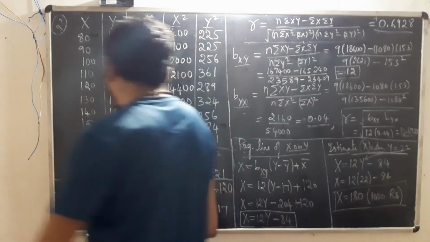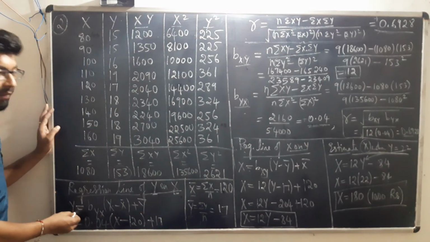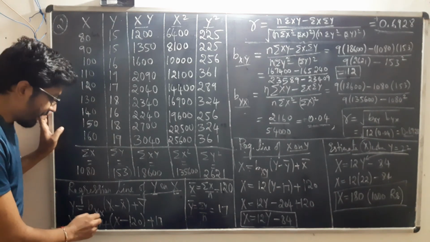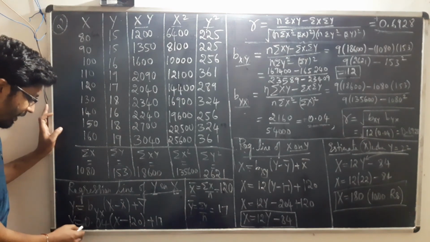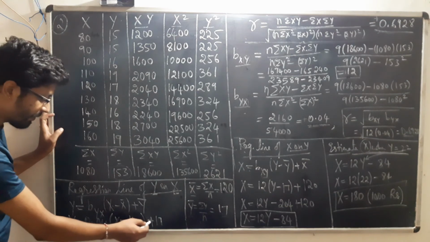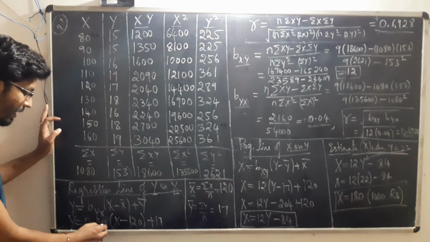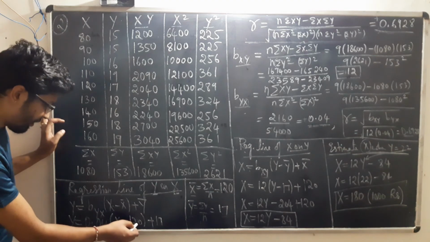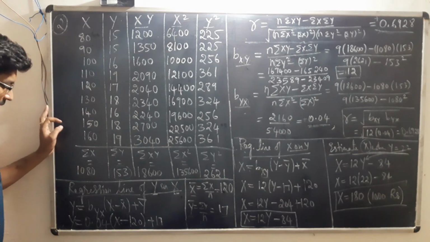Now similarly, compute the regression line of y on x. In the regression line of y on x, y will be on the left hand side, and it is equal to the regression coefficient of y on x, which is byx, into x minus x bar, plus y bar. So substituting the values, I'll get y equals 0.04 into x minus 120, plus 17. Now expand and simplify this. Y is equal to 0.04x minus 0.04 into 120, which would come to 4.8, plus 17. Simplifying that will give you the regression line of y on x.